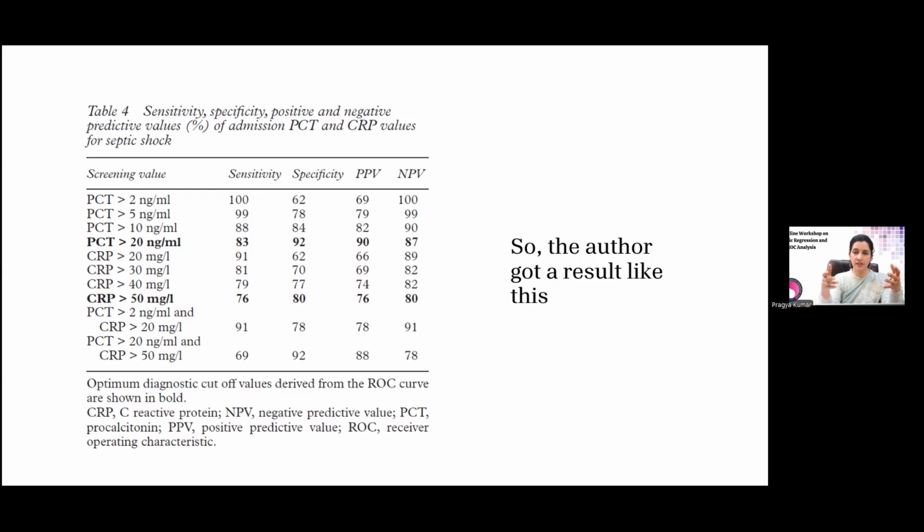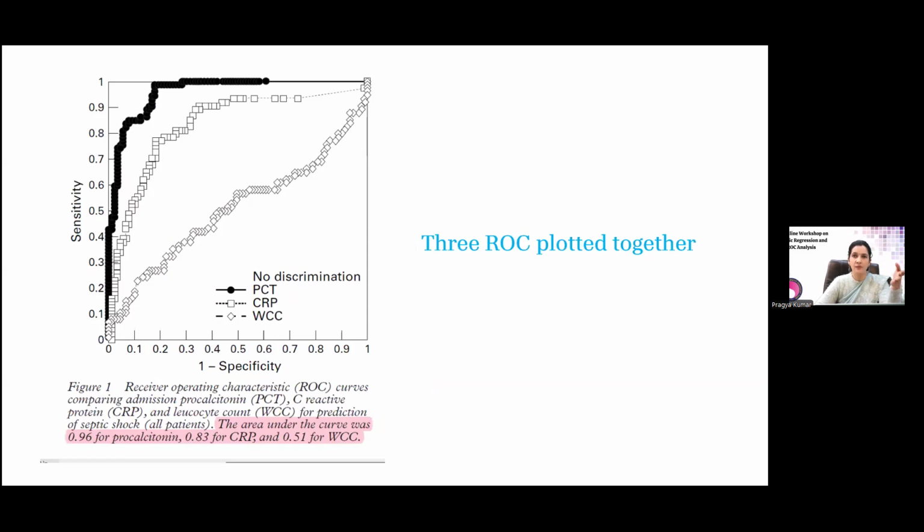And again, you can go through this article. Maybe I don't remember exactly what the author has concluded, but yes, you are right that he is preferring more specificity, and he has not mentioned the Youden's index anywhere in this table. I forgot whether he has mentioned the Youden's index or not in this article. Basically, our aim is just to show how the result is presented. And this was the plot.